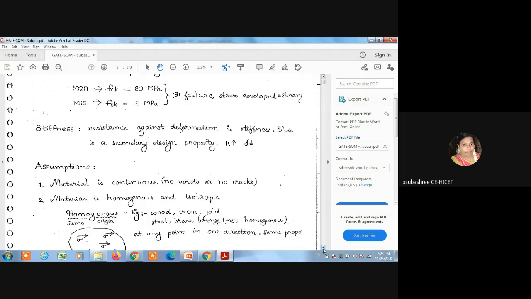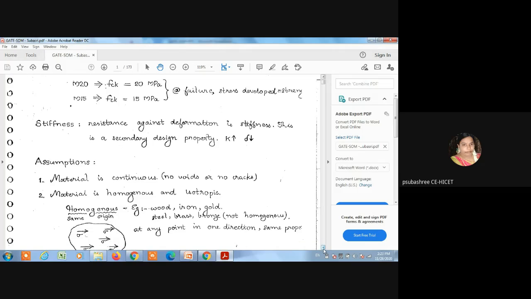Then what are the assumptions? The first assumption is the material is continuous, with no voids or no cracks. Then the second point, the material is homogeneous and isotropic.